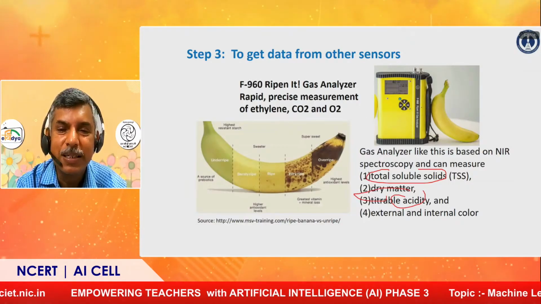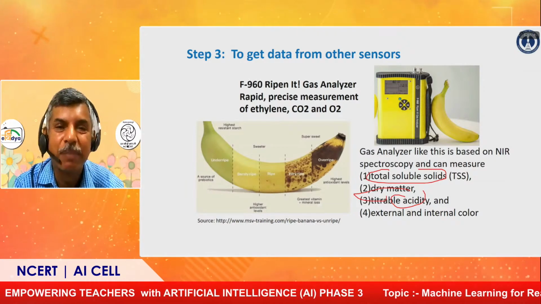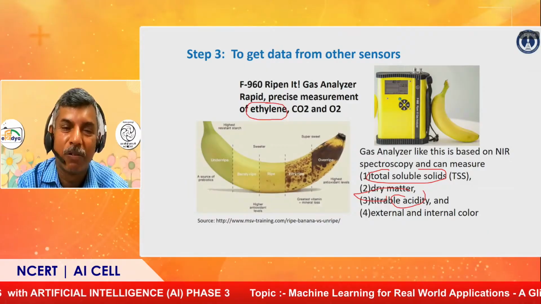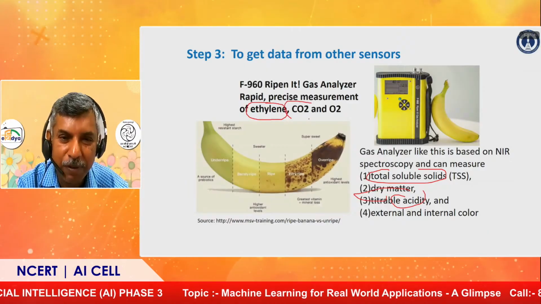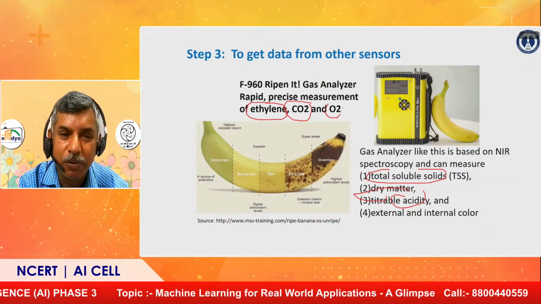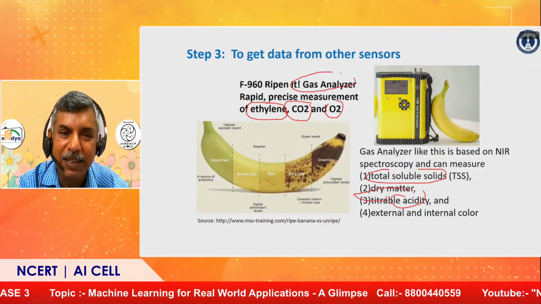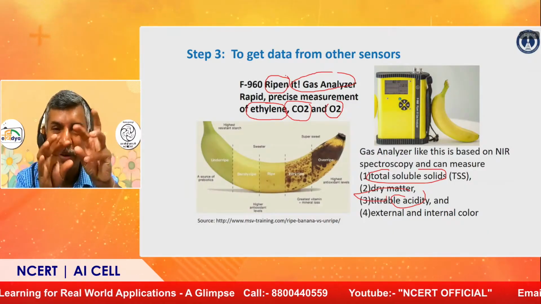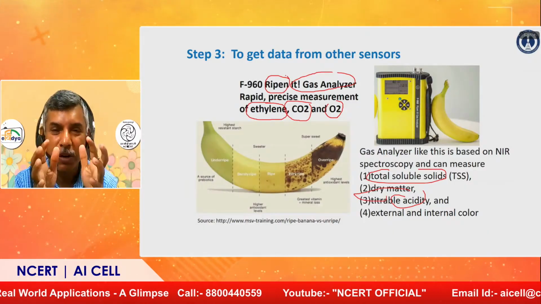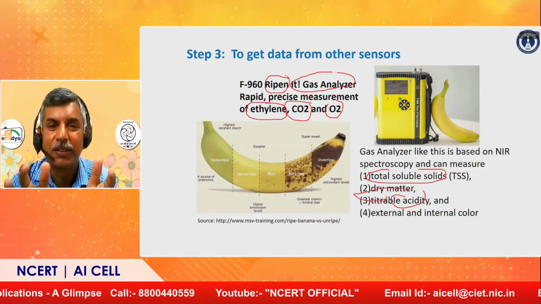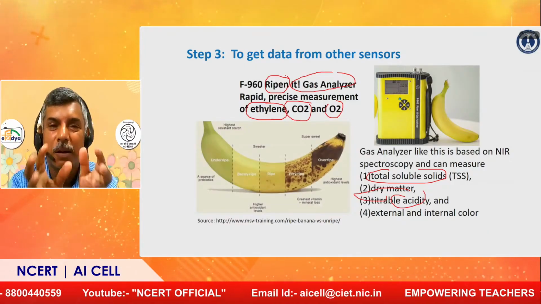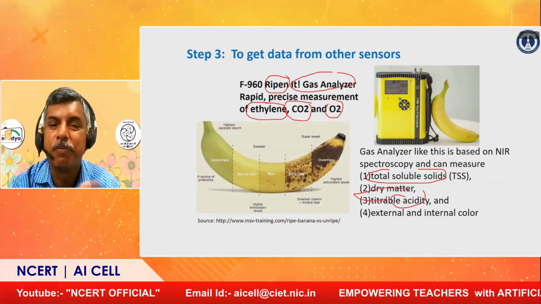So these types of equipment, sensors, are available in the market, which will try to find out the ethylene coming from the fruit, the carbon dioxide coming from the fruit, and oxygen coming from the fruit. We call this a gas analyzer, which will try to find out whether the fruits are ripened or not. So these types of things will be inside the robot. And this robot will go near there and try to classify whether it is ripened or not ripened, whether it is good to pluck from the tree or not. Such type of information we will get.